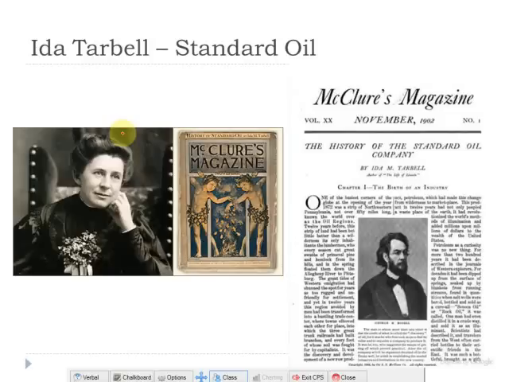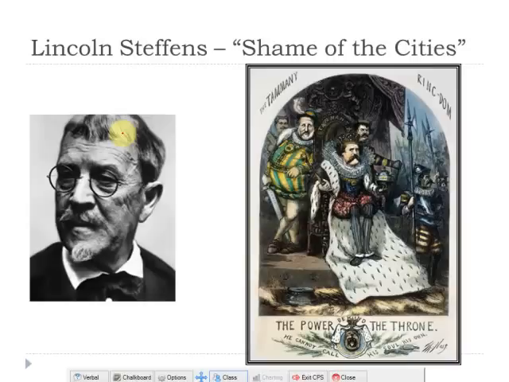She went undercover and worked at Standard Oil and was able to reveal all these serious corrupt circumstances in Standard Oil. And it was a pretty big story, folks, uncovering what was happening at Standard Oil. But again, is that investigative journalism? Almost definitely. Another example, Lincoln Steffens.